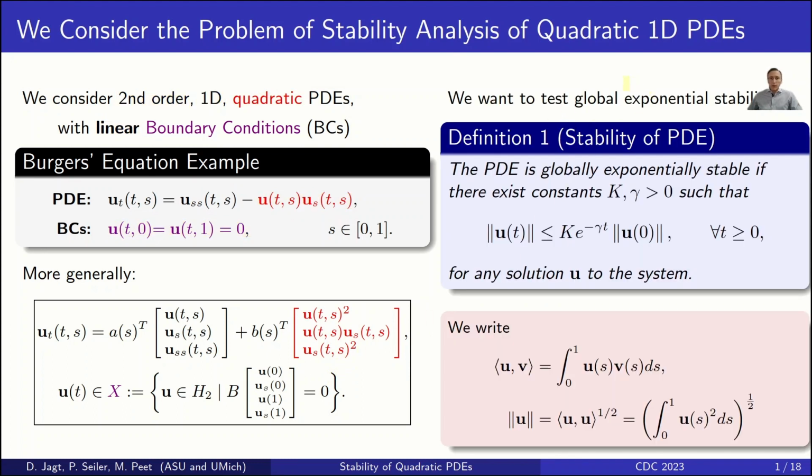And we are interested in testing global exponential stability of solutions, where we define exponential stability in the standard manner, requiring the norm of the solution to decay exponentially with time. And here we will consistently be using the standard L2 inner product and the associated L2 norm.